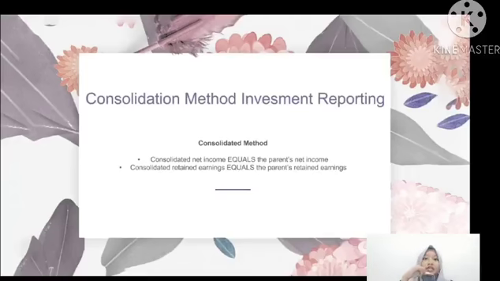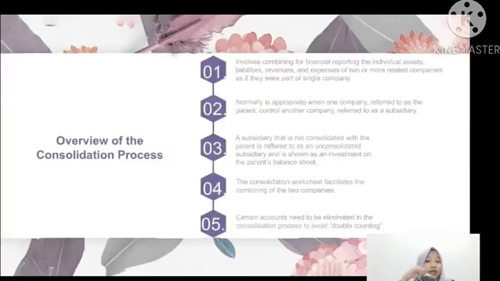And we move to consolidation method investment reporting. In the consolidation method, the reporting will be consolidated net income equals the parent's net income, and retained earnings equal the parent's retained earnings. So this is the overview of the consolidation process. The first one involves combining for financial reporting the individual assets, liabilities, and equity as a single company. And normally it is appropriate when one company, referred to as the parent, controls another company. It is referred to as the subsidiary.